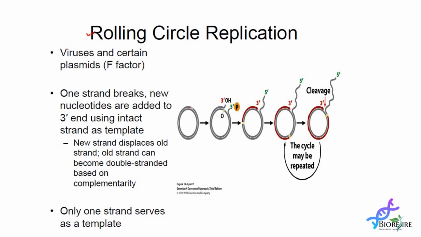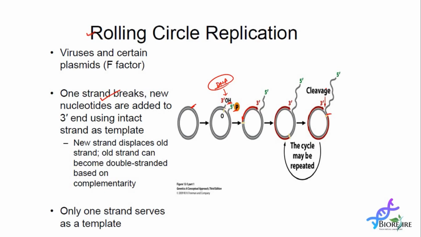In this model, first a nick will form in one strand. One strand is broken, then a new strand will form like this. One is old and the new one is released. First cleavage at this point. Now this is the 5' end and this is the 3' end, and at this 3' OH group, DNA polymerase or other replication machinery will bind and start the replication process. And this old strand is removed, then finally cleavage.